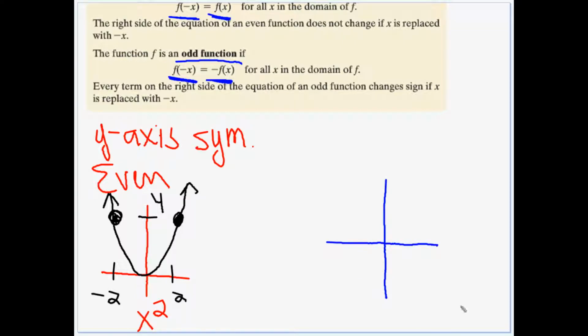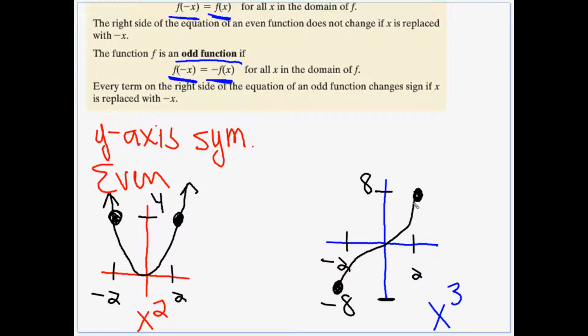So just think of a simple function, x cubed. If I put in positive 2, 2 cubed is 8. So that would give me this dot up here. If I put in negative 2, negative 2 to the third is negative 8. So remember, the x cubed graph looks sort of like this. Here, this might clear up the notation.